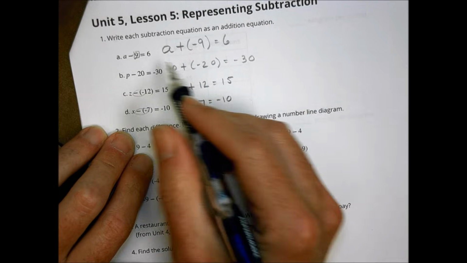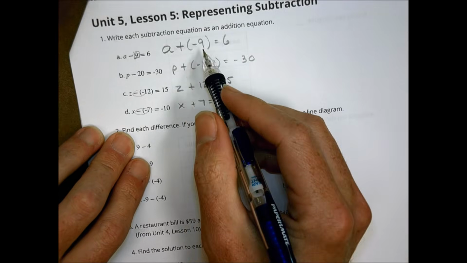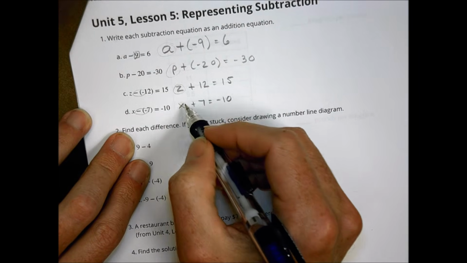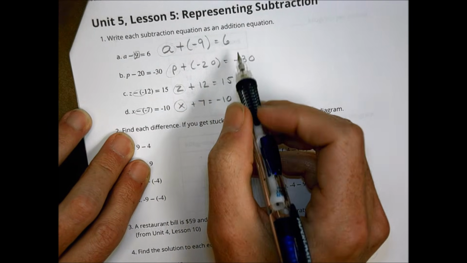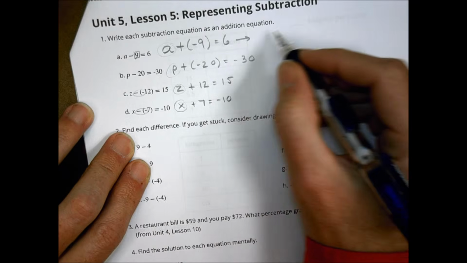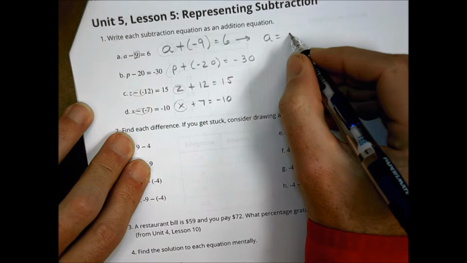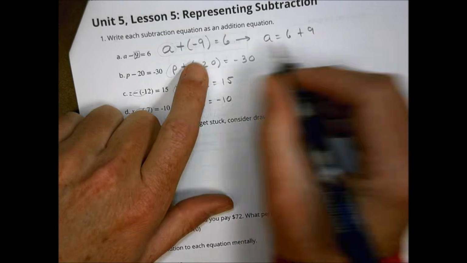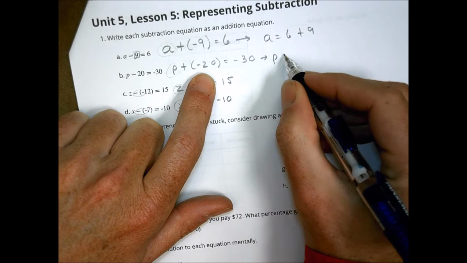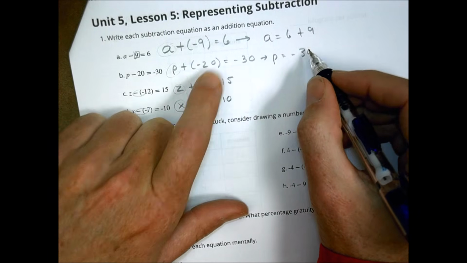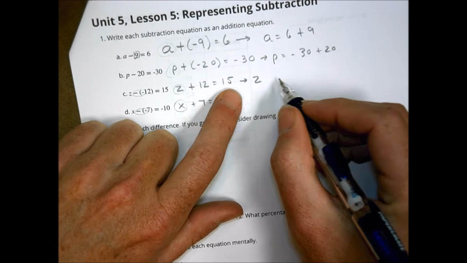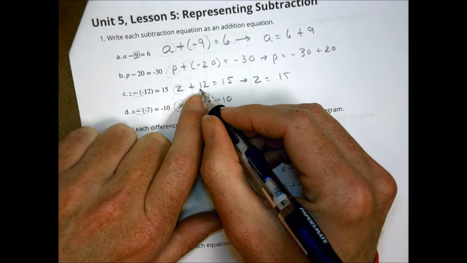So that's writing each subtraction as an addition equation, okay? If you want to get the value of the variable by itself, which you could do, we need to move this to the other side. So in this case, that would be adding a 9 to the other side. So you'd have a equals 6 plus 9, right? Instead of negative 9, we're going to move it to the other side to make it plus 9. This becomes p equals, we have already a negative 30, and the opposite of minus 20 is plus 20. For z, we have it equal to 15, and instead of plus 12, we do minus 12.